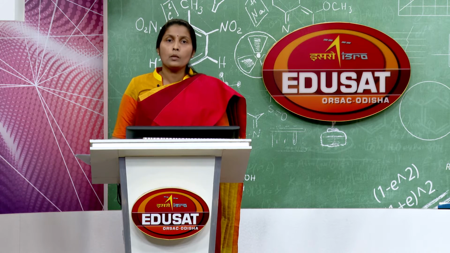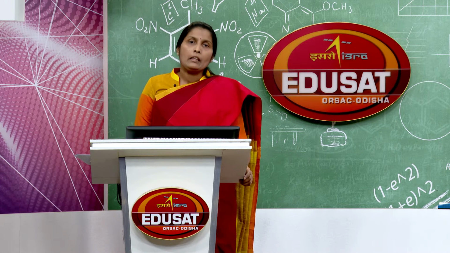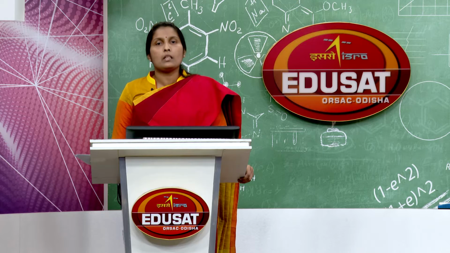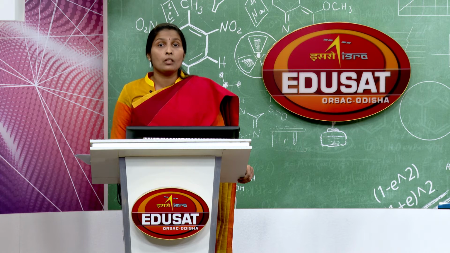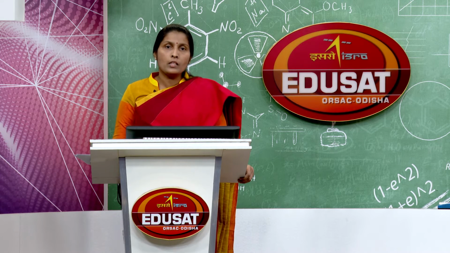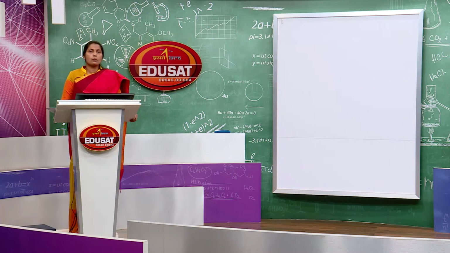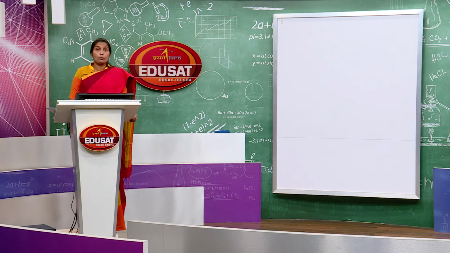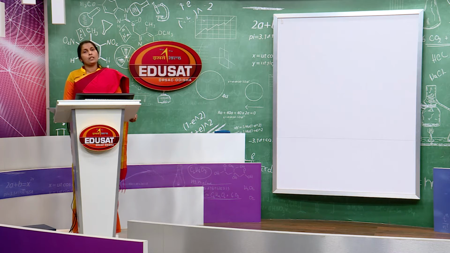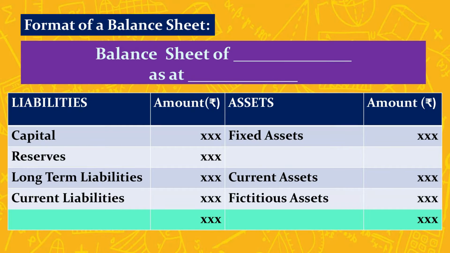And when we speak about the order of liquidity, that means the most liquid asset, that is the cash, will find a place first, and as we move down it moves towards permanence. Similarly, the most liquid liability, that the business has to pay earlier, will find a place first. So now let's take a look at the format of a balance sheet.